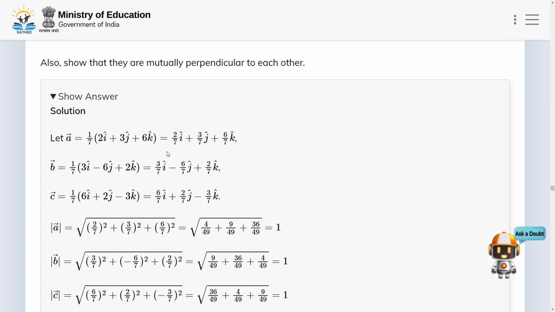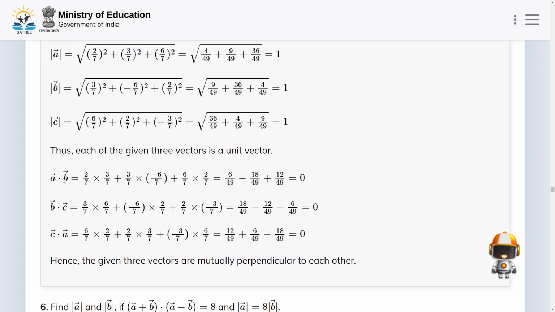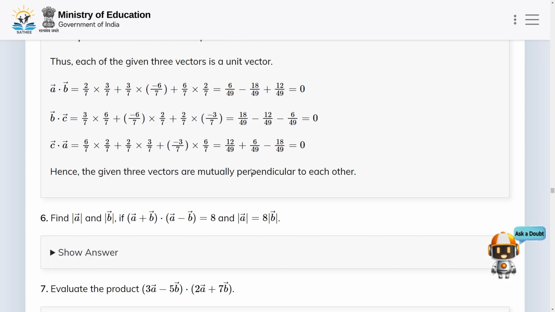Now, in order to show perpendicularity, we have to find dot products, which means A dot B, A dot C and B dot C. If their dot product comes out to be 0, this means they are perpendicular to each other. So A dot B, as you can see, is 0. B dot C is 0. C dot A is 0. This means they are mutually perpendicular to each other. I hope it is clear. Now, sixth problem.